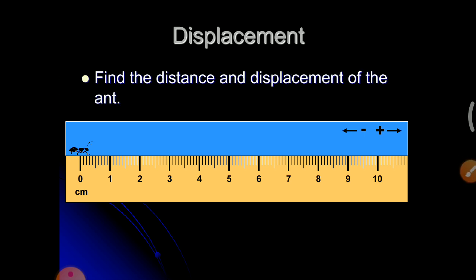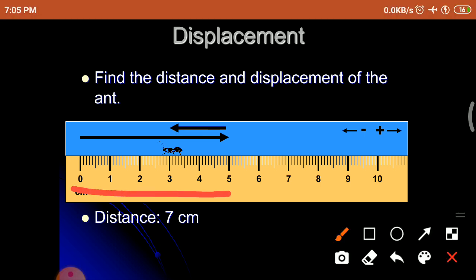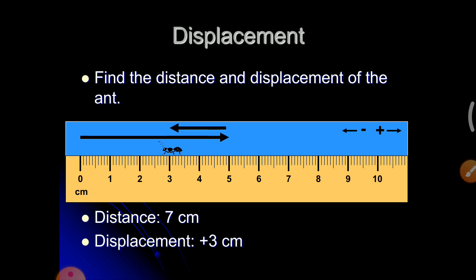Find the distance and displacement of the ant. See, the ant travels 0 to 5, then 5 to 3. The distance is 7 centimeters. How? 5, and again here 2. So 5 plus 2 is equal to 7 centimeters. It does not depend on the direction. So what is the displacement? Displacement is equal to plus 3 centimeters.